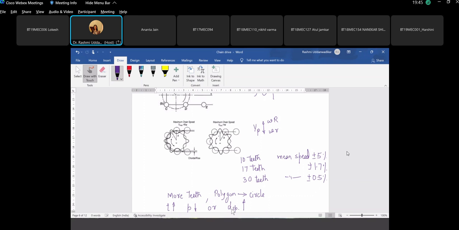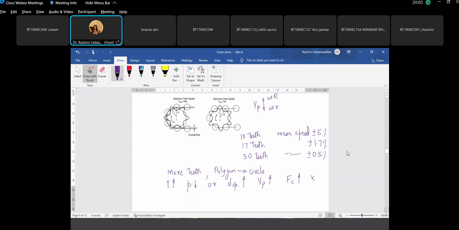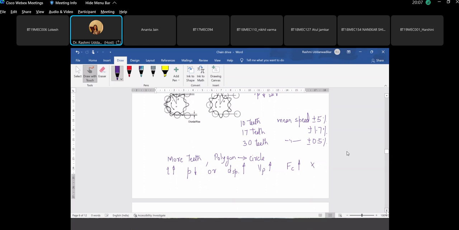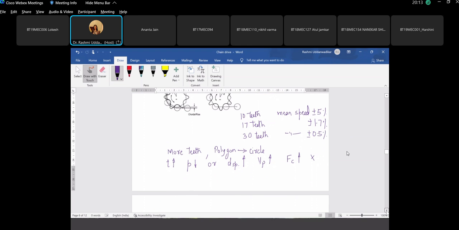What will happen if you increase the diameter? Peripheral velocity will increase. But peripheral velocity cannot be increased to a very high value because this leads to increase in the centrifugal force. And this is again undesirable. We don't want the value of Fc to increase. And hence you have to always compromise with what should be the pitch, what should be the number of teeth, so that this variation is less.